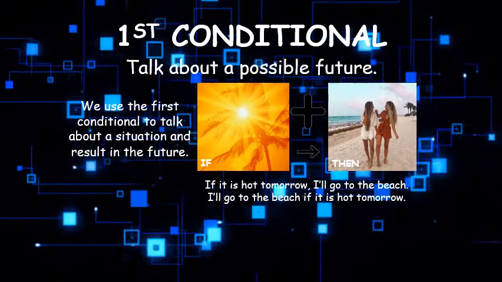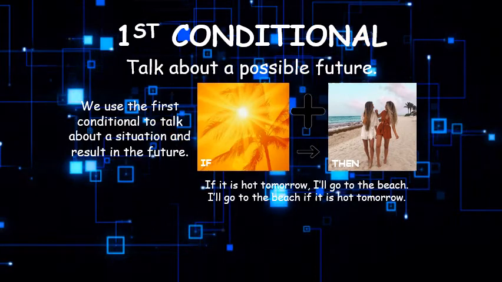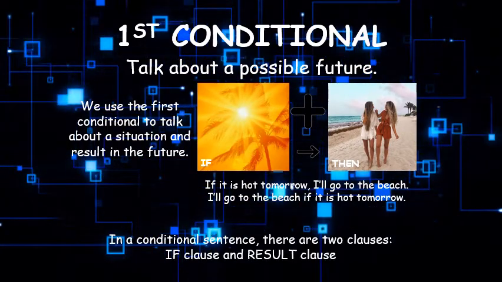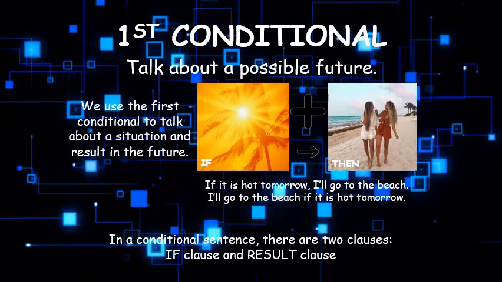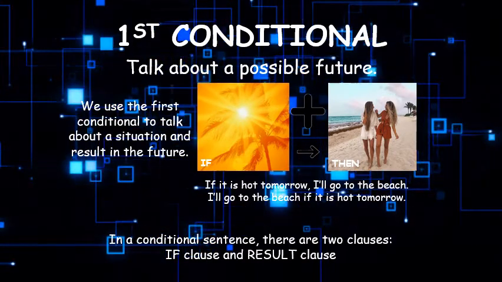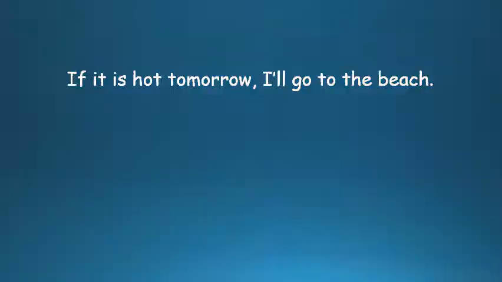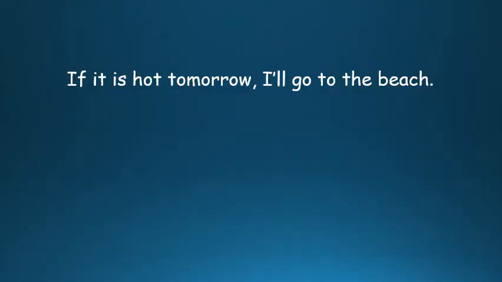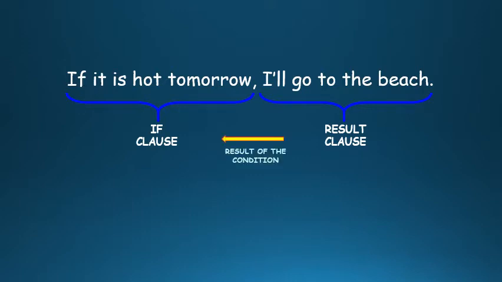Okay, and it says we use the first conditional to talk about a situation and result in the future. In a conditional sentence, there are two clauses, as I was telling you: the if clause and the result clause, or the main clause. And we continue with the same example. If it is hot tomorrow, I'll go to the beach. Remember, here we have two clauses, the if clause and the main clause or the result clause. What happened, kids, with the if clause and the result clause? As you can see, the result clause is the result of the condition of the first sentence.